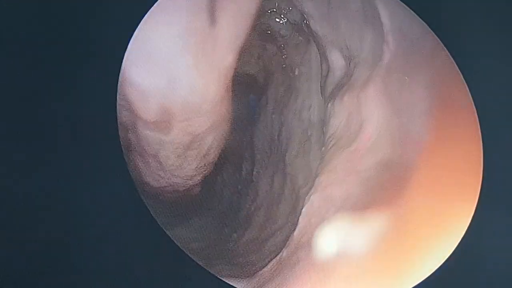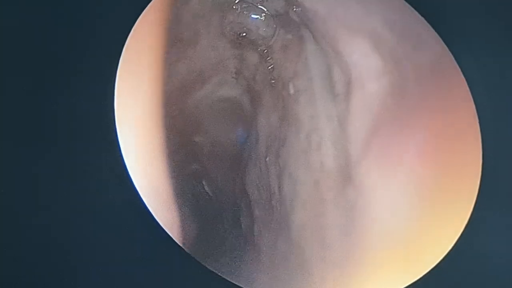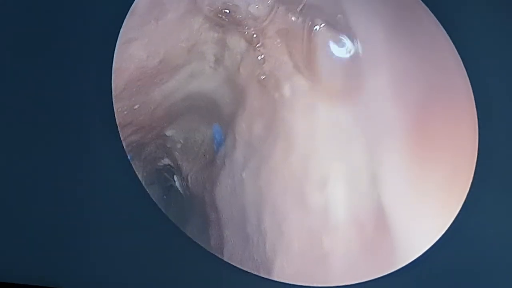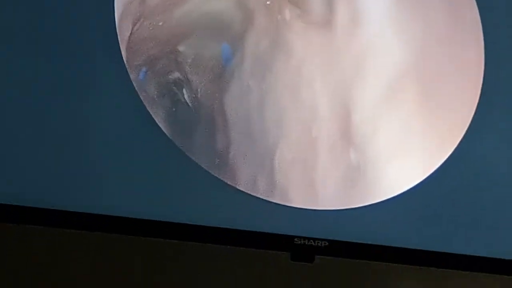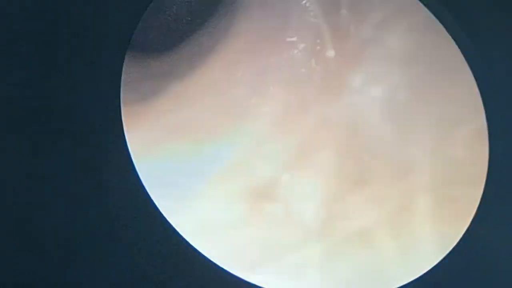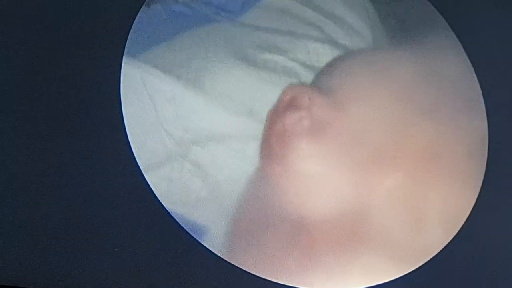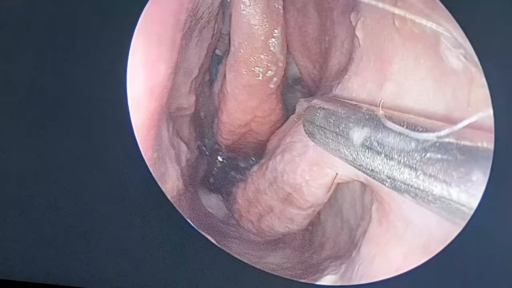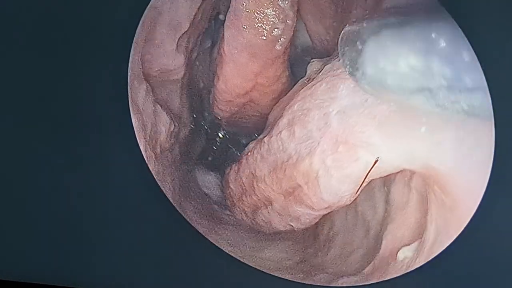You can see better with your 30 degree scope; on your station you are provided 0, 30 and 45. That is the opening. See that opening? That is the valve of Hasner, opening in the roof of the inferior meatus, almost a centimeter from the anterior tip of the inferior turbinate. Now, this is the inferior turbinate.